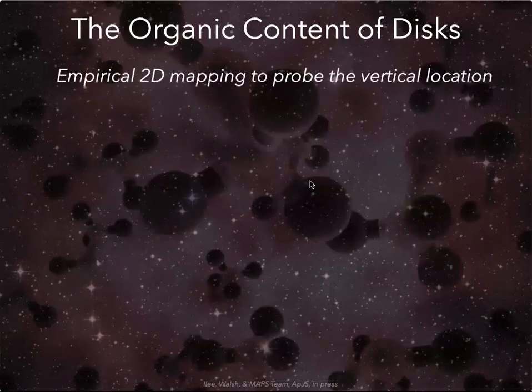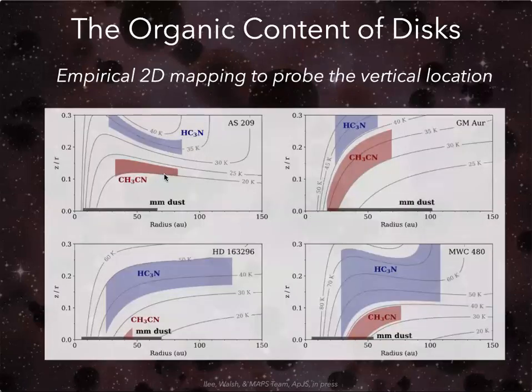So the molecules that I showed you, we can actually do some empirical mapping to try to figure out where their vertical emitting layer is. We do this by exploiting the whole suite of observations that we have, by empirically mapping the temperature structure of the disk, by using multiple lines to get excitation information, and then using that excitation information to layer on our empirical temperature map where our molecules are actually emitting from.